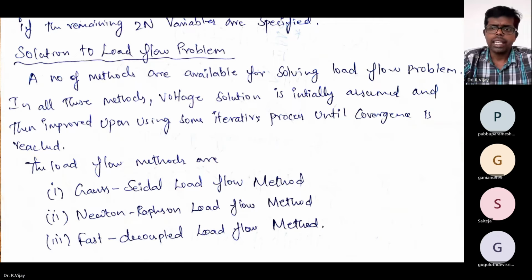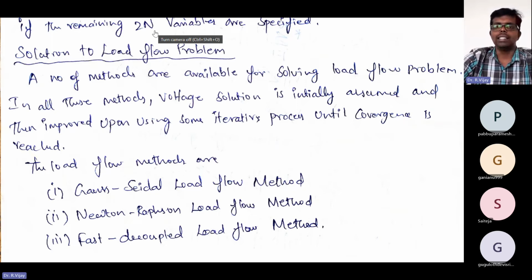Next, initially assumed, then improved upon by some iterative process until convergence is reached. So we are going to calculate what is the real power, what is the reactive power in that particular bus, and what is the voltage, and what is the change in the voltage.